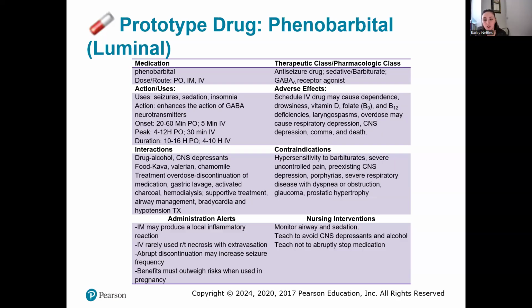Taking this for a long time, you can need more and more to keep the seizures under control. So we do have to make sure our patients know they may need more over time. The IM may have a local inflammatory reaction. IV is rarely used because it causes necrosis. Abrupt discontinuation can cause seizures. That goes for any of these drugs. Never ever stop a seizure drug abruptly because you will have a lot of seizures.